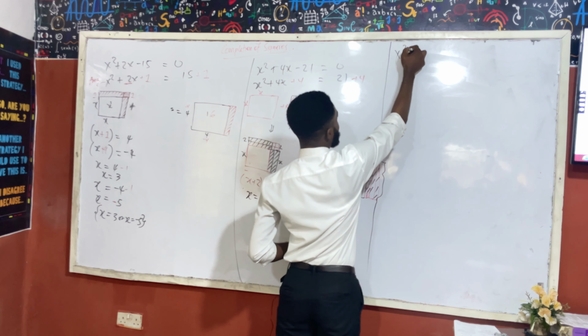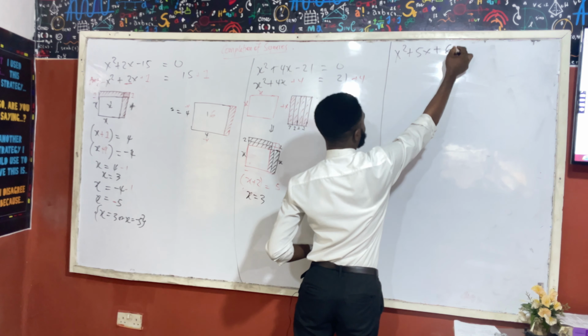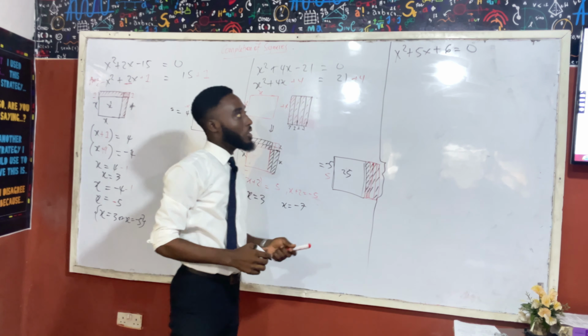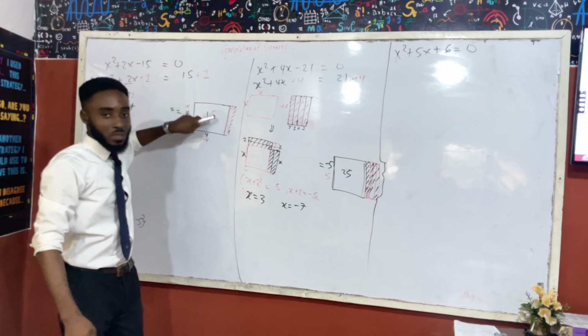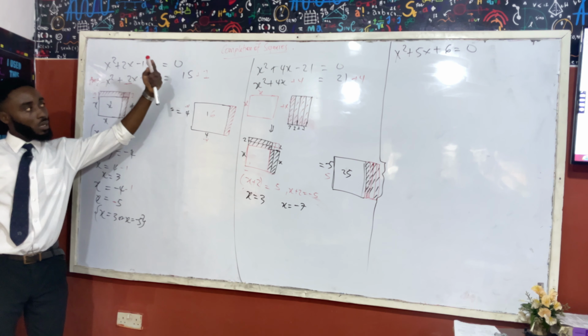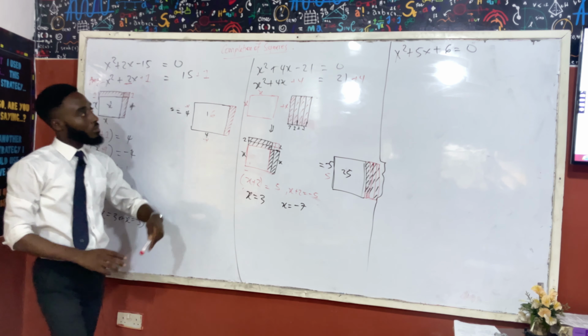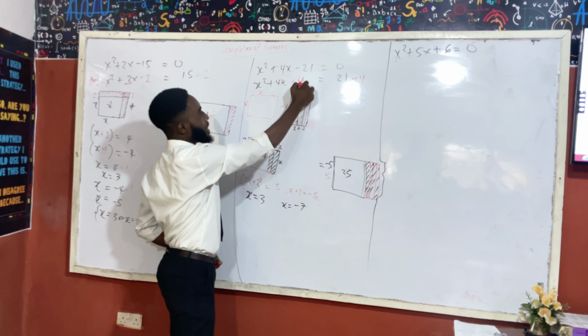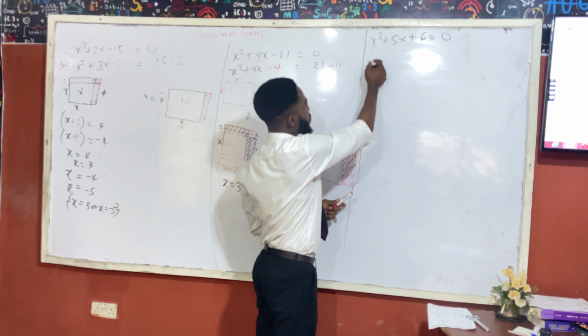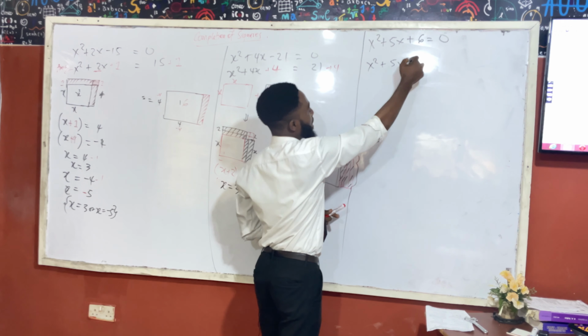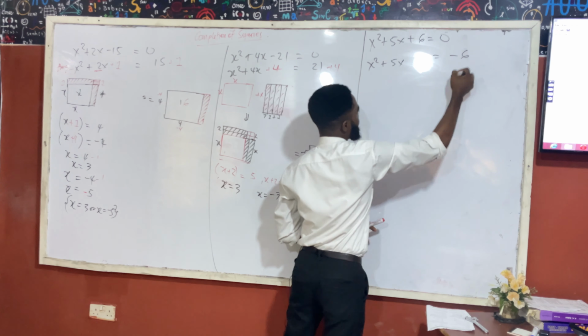So let's have x squared plus 5x plus 6. Now this time around, we are not going to draw all of this again. We'll just quickly use the concept we have derived to solve this. So that would mean that I have x squared plus 5x. I send the 6 to this side.